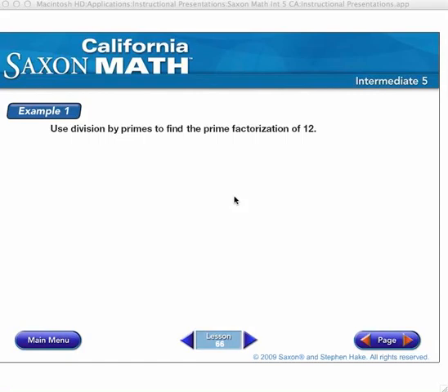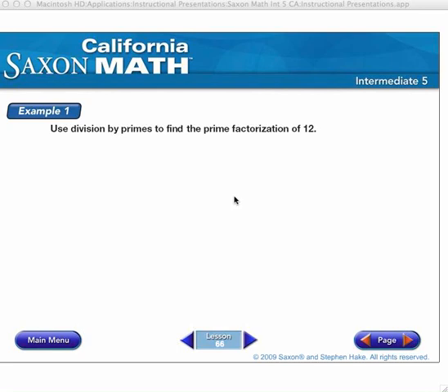Hi everybody, today we're going to talk about lesson 66, prime factorization. This is part 1, division of primes. This will only cover example 1. You will need to watch part 2, a separate video, in order to look at example 2. So let's take a look.